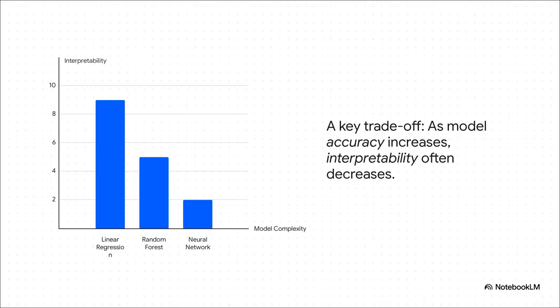See, way over on one side, you've got a simple tool like linear regression. It might not be the most powerful, but it's super easy to understand and explain. We call that high interpretability. Then, way on the other side, you've got a neural network. It's got mind-blowing accuracy, but its interpretability is really, really low.